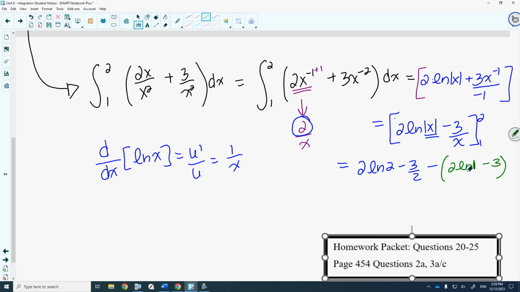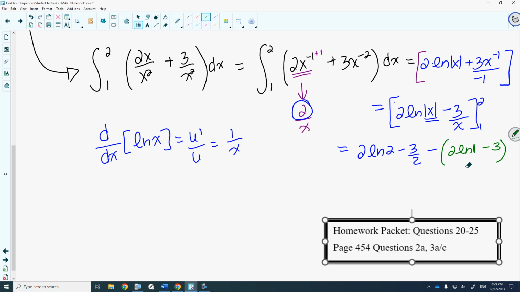Now, the natural log of 1, from logs. What's the natural log of 1? Anybody remember? E to what power will give you 1? 0. Remember, whenever we have an argument of 1, the answer is 0. So the ln of 1 is 0. So 2 times 0 is 0. So this is going to give us 0. So we'll have 2 ln of 2 minus 3 over 2.